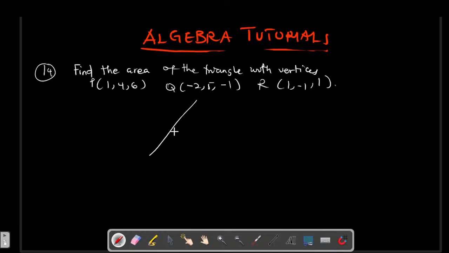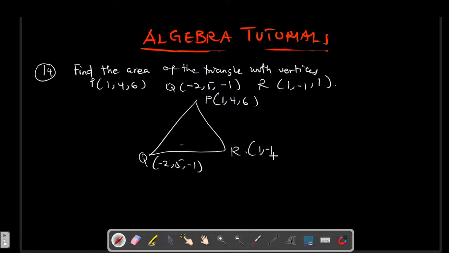So the triangle looks something like this. I have P, I have Q, then I have R, right? P is (1, 4, 6), Q is (-2, 5, -1), R is (1, -1, 1), right? So if you want to find the area of this triangle using the vertices, it's very simple. You're going to apply cross product here.